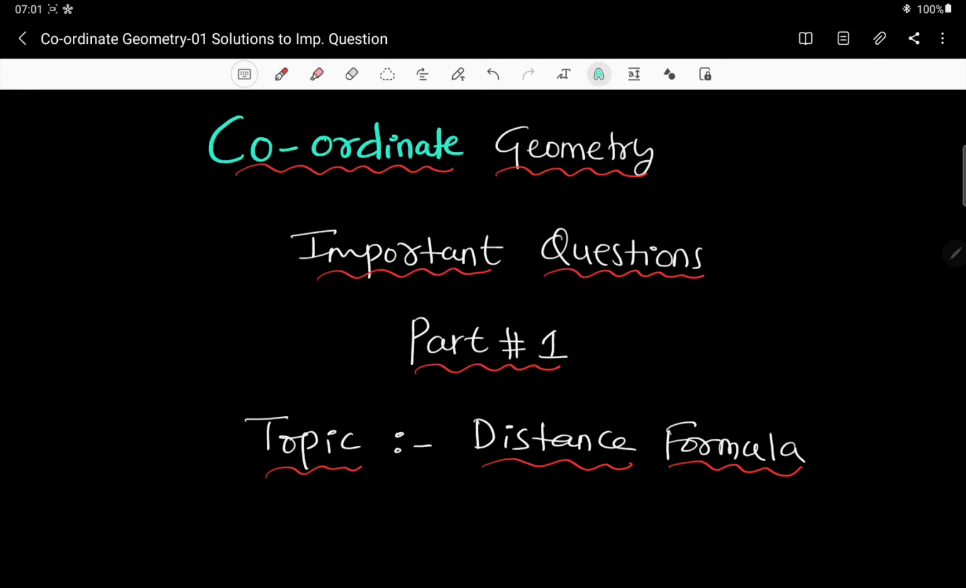In this video, we'll discuss important questions on coordinate geometry, and this is part 1. The topic we have chosen for this video is the distance formula, right? There are three topics, no? Distance formula, section formula, and area of triangle in the chapter coordinate geometry. But in this video, all the questions I am solving are based upon this distance formula. There are different varieties of formulae. There is a variety of problems based upon this distance formula. We'll discuss all those problems in this video.